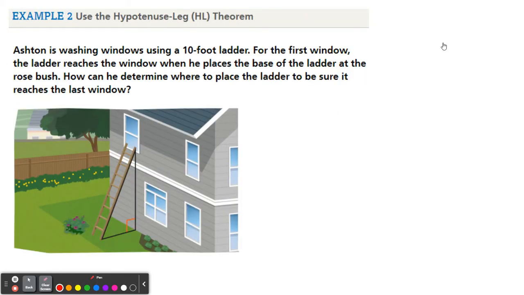All right, so this first one says Ashton is washing windows using a 10-foot ladder. For the first window, the ladder reaches the window when he places the base of the ladder at the rose bush. How can he determine where to place the ladder to be sure it reaches the last window? So this is sort of a thinking question, right? You want to determine where I should put the ladder here. So pretend I'm scooting the ladder down this way. So here's where the ladder's going to go.